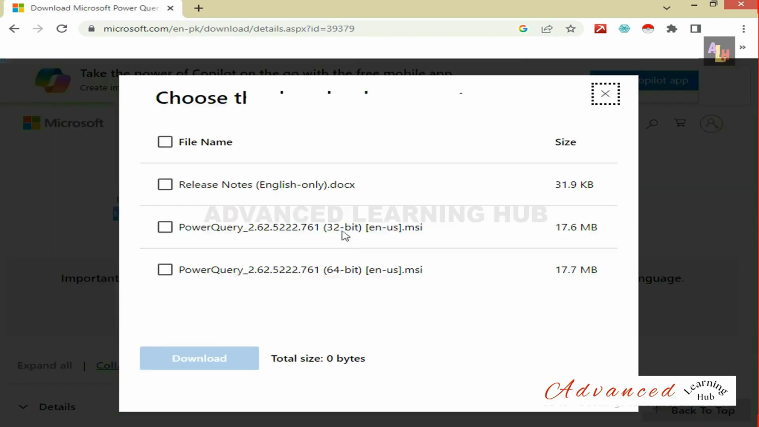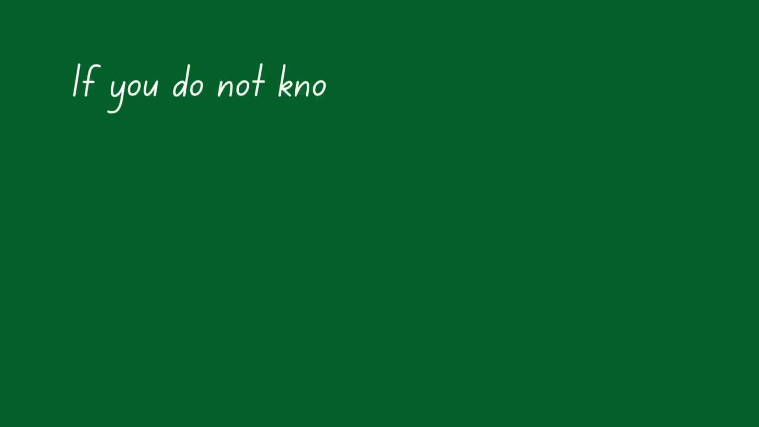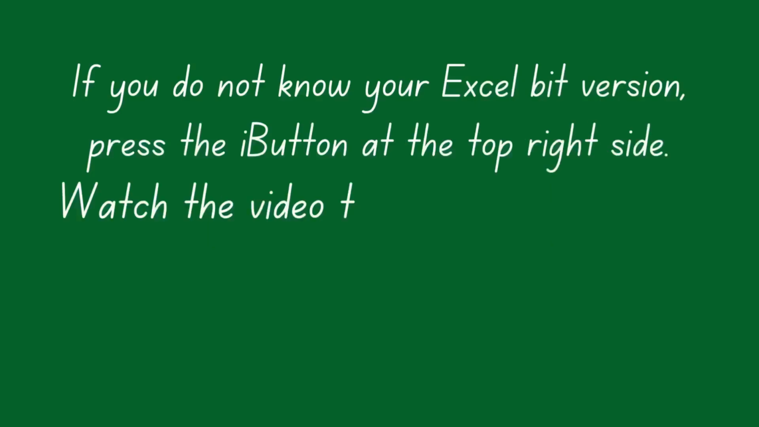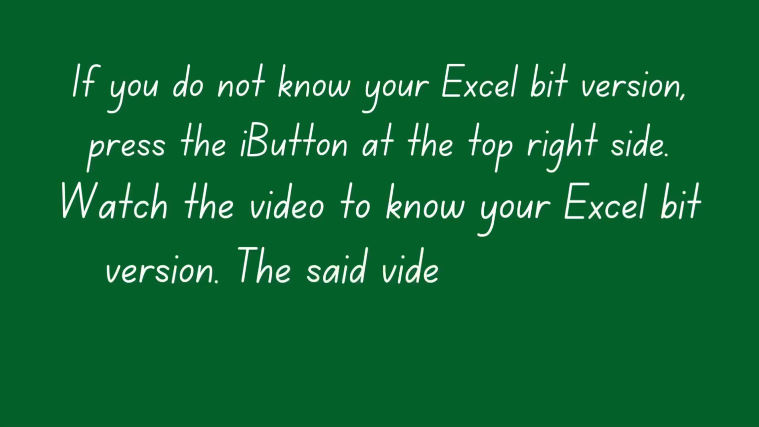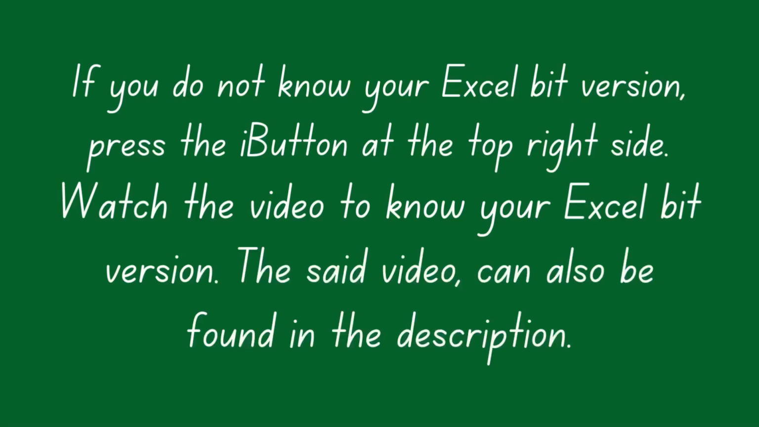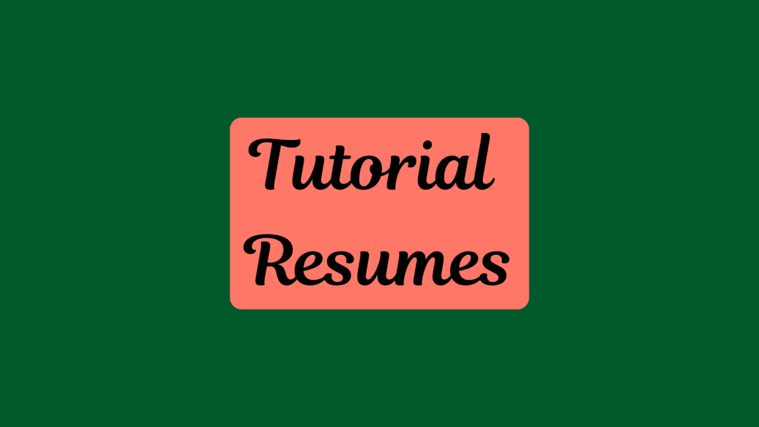Hit Download button. On the next dialog, I am selecting third checkbox, since my Excel bit version is 32-bit. Select 32-bit or 64-bit as per your Excel bit version. If you do not know your Excel bit version, press the I button at the top right side. Watch the video to know your Excel bit version. The said video can also be found in the description.